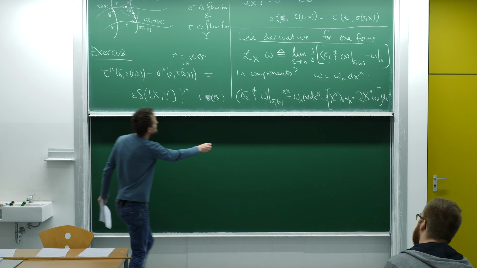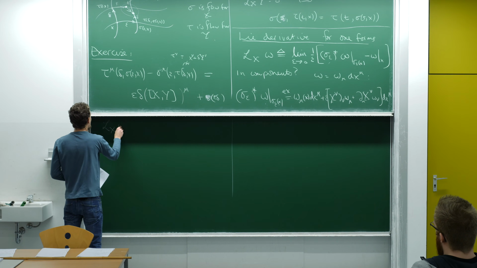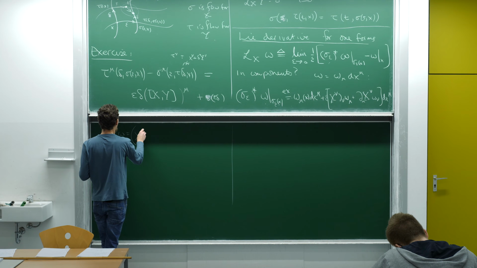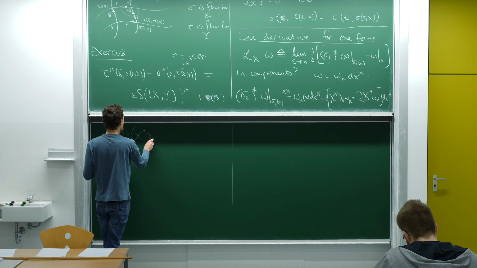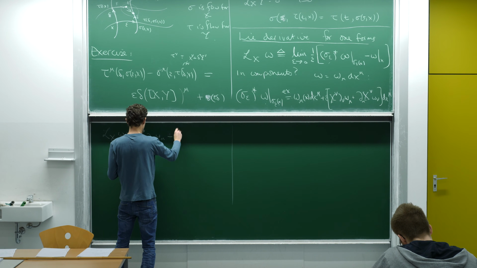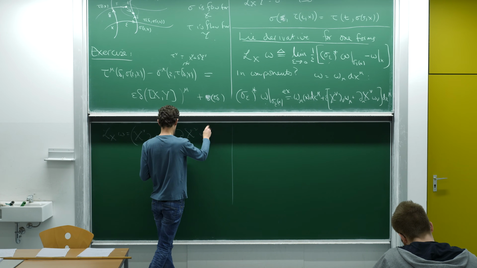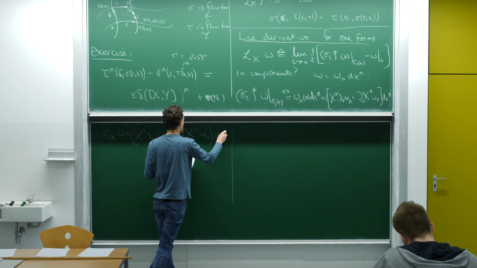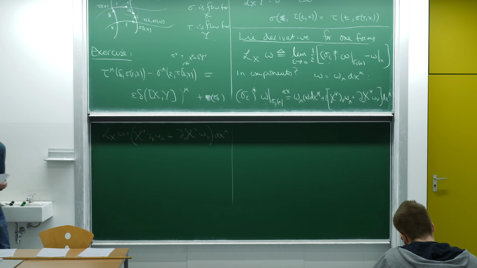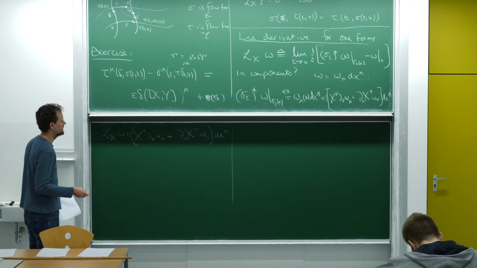So a consequence of this little exercise here is the expression for the Lie derivative of a one form, namely in components: X^ν ∂_ν ω_μ minus ∂_μ X^ν ω_ν. There we go. That's how you do the Lie derivative of a one form in components.